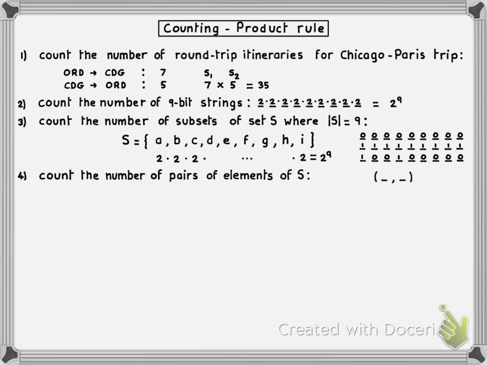So how can we decompose this task? Well, to pick or build a random pair, we can first pick the first element of the pair, and we have 9 choices for this first step. And then the second step is to pick a second element for the tuple, and again we have 9 choices. So according to the product rule, we have 9 times 9, or 81 pairs of elements of S.